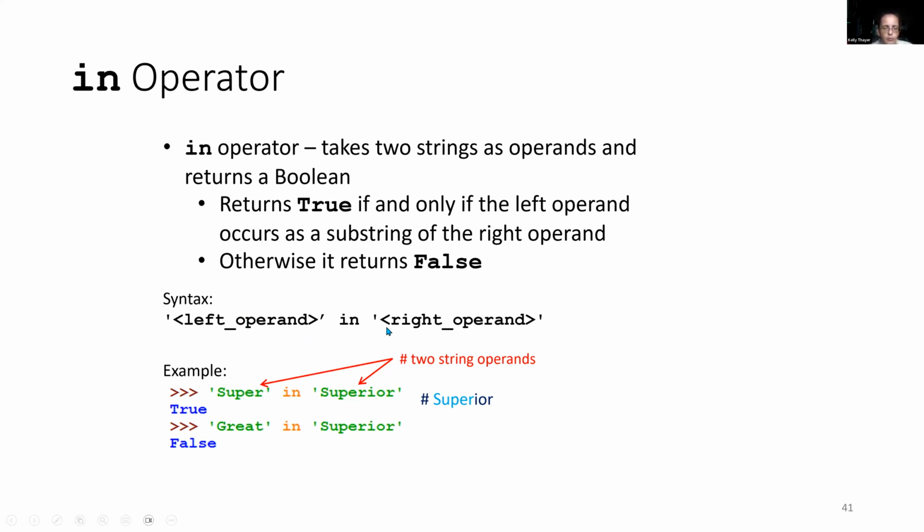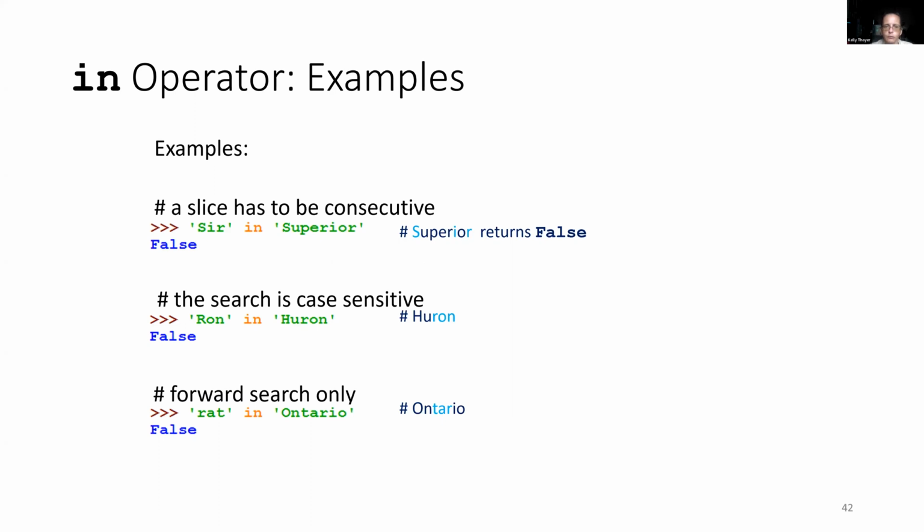So if we have the left operand in the right operand, for example, is super in superior? Again, this is going to return a Boolean. It's sort of like asking a question, an "is in" kind of thing. We have two string operands, super and superior, and superior does contain super, so we'll get back a true. And if we ask is great in superior, that is false. Those are pretty easy ones.